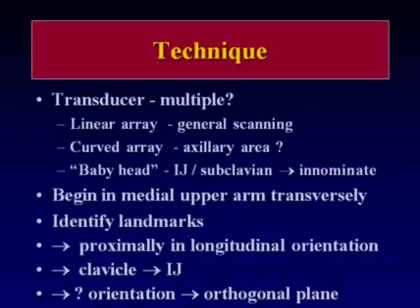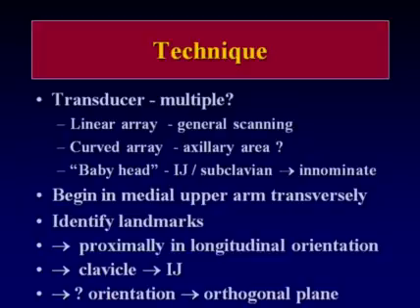The technique that we use for scanning the upper extremity veins may involve any one of a number of differing transducers, so it's a good idea to have multiple of them available. Most typically for general scanning, we use a linear array with as high a frequency as will permit good penetration to the vessels, depending of course on the size of the patient. In occasional patients with very large shoulders or very muscular or obese patients, a curved array may be helpful in scanning the axillary area as you traverse that region.